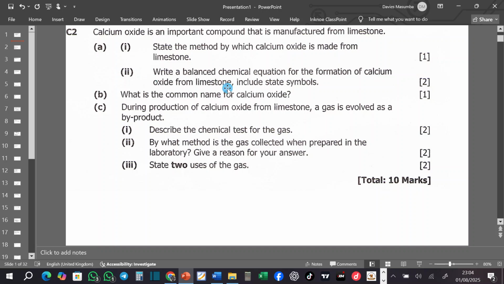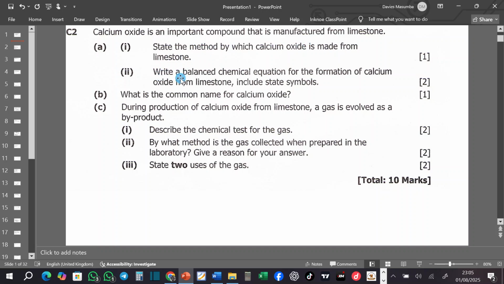Then we go back where they said write a balanced chemical equation for the formation of calcium oxide from limestone, include state symbols. The method here, we have said, is thermodecomposition. Thermodecomposition is the process by which a compound is heated so that it decomposes into two. So you heat a compound like limestone, then limestone breaks into calcium oxide and carbon dioxide. Now you form calcium oxide.